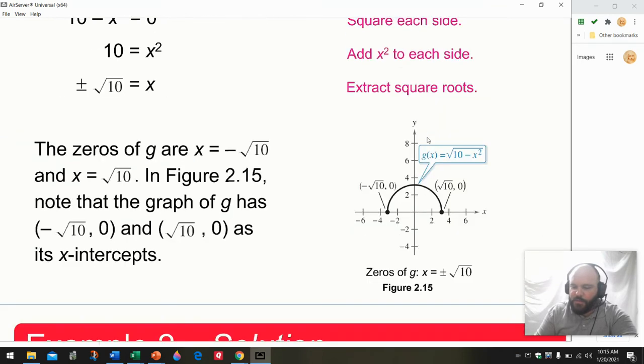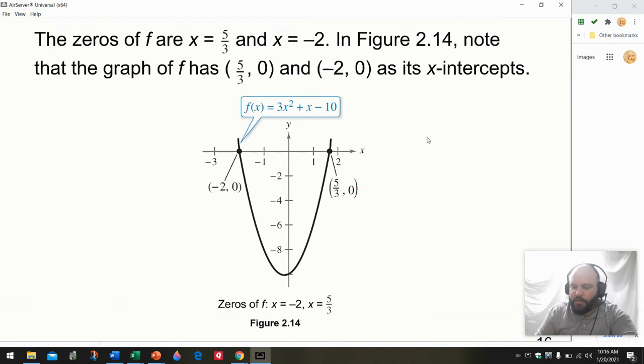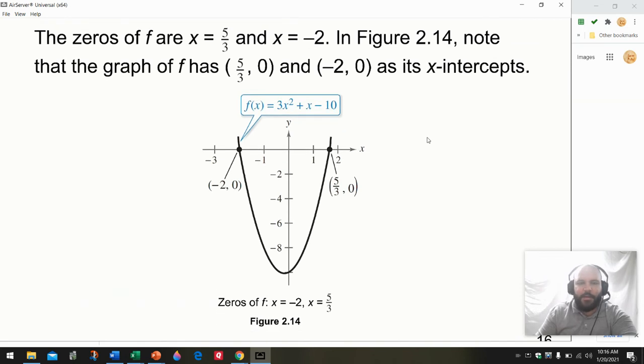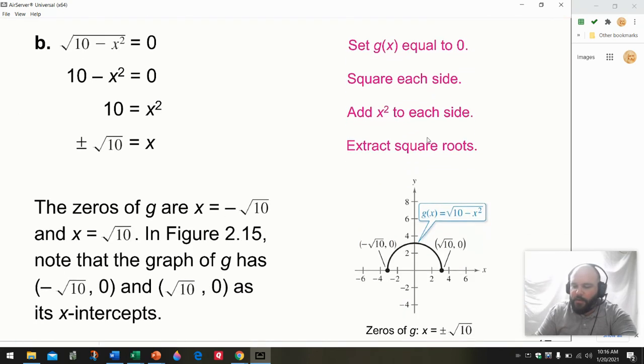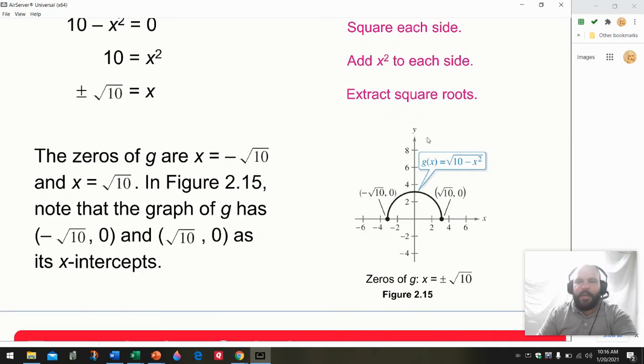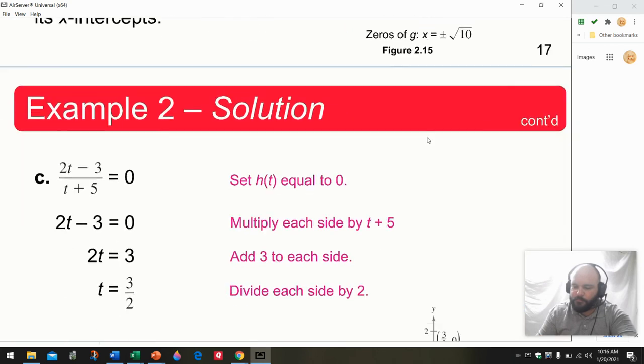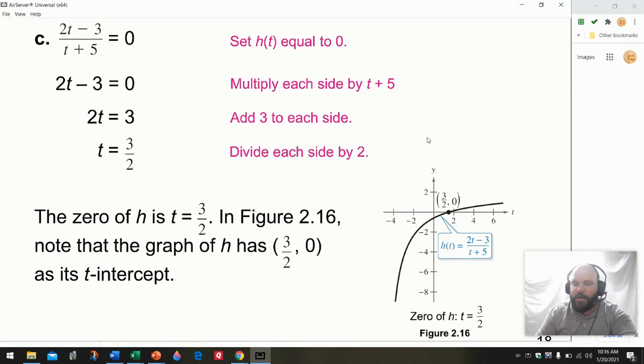These are just the solutions of all of these. If you look here, here's the graph of the first one that we did, and it crosses where we said, at -2 and then 5/3. Those were the zeros we found. Here is the graph of the second one. You can see again, it crosses the x-axis at -√10 and +√10. And this last one only crosses the x-axis in one place at 3/2, which is what we said.